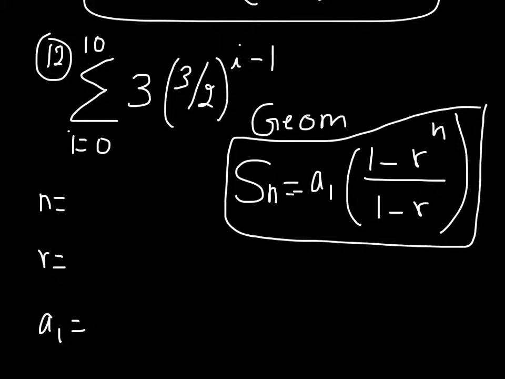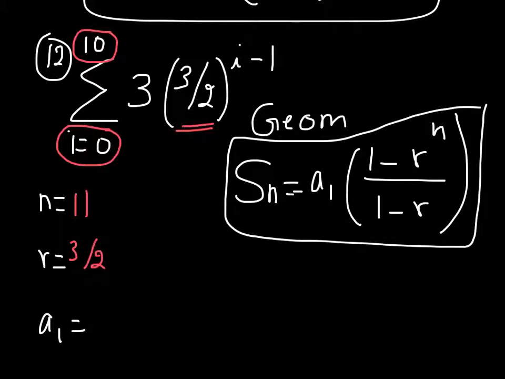n is the number of terms. And if you're going from 0, plugging in 0 to get the first term, plug in 1 to get the second term. If we're going from 0 to 10, you're going to end up with 11 terms. If you're finding r, r is the base. The base is always going to be 3 over 2.